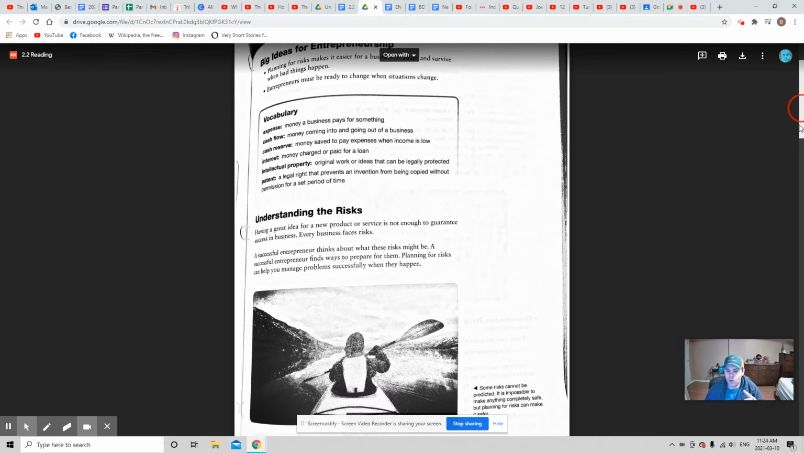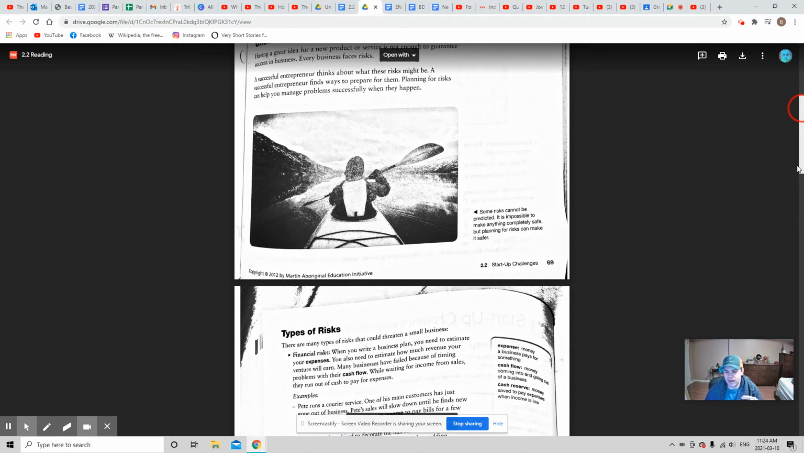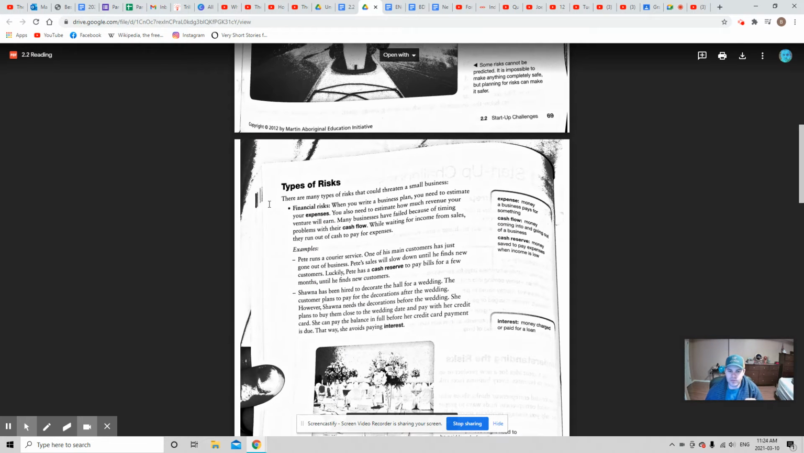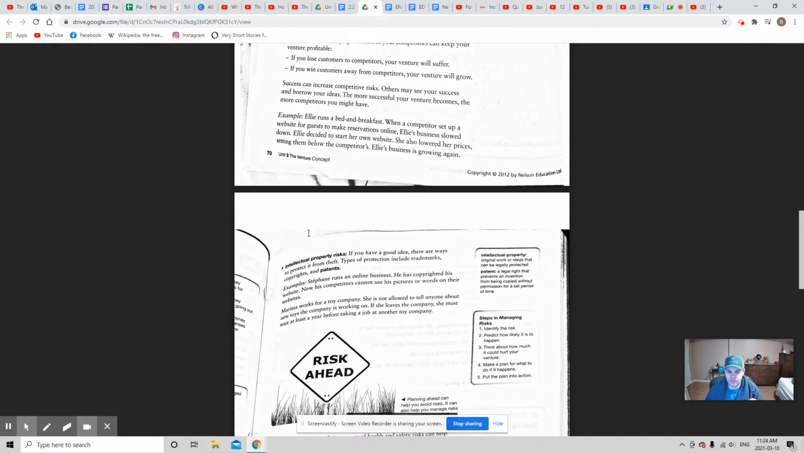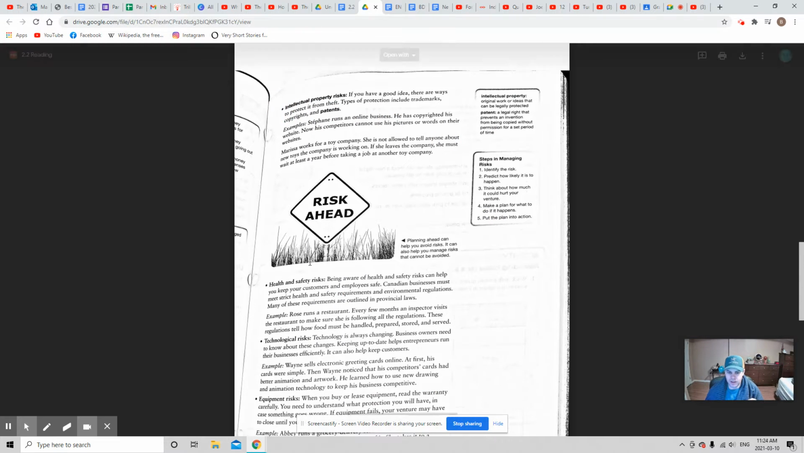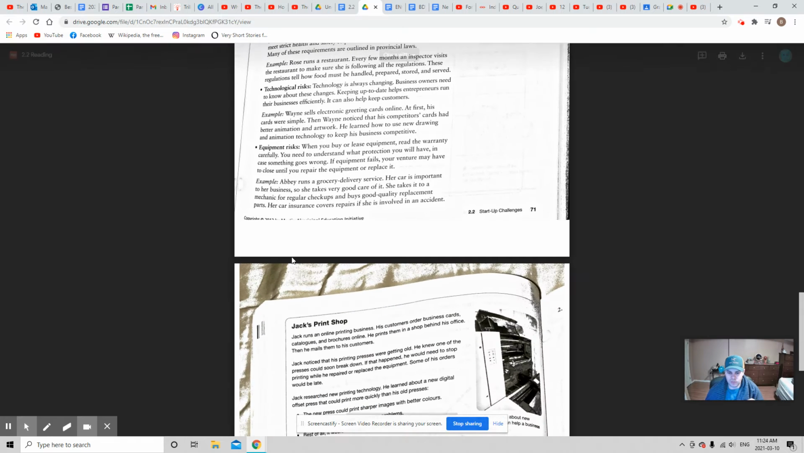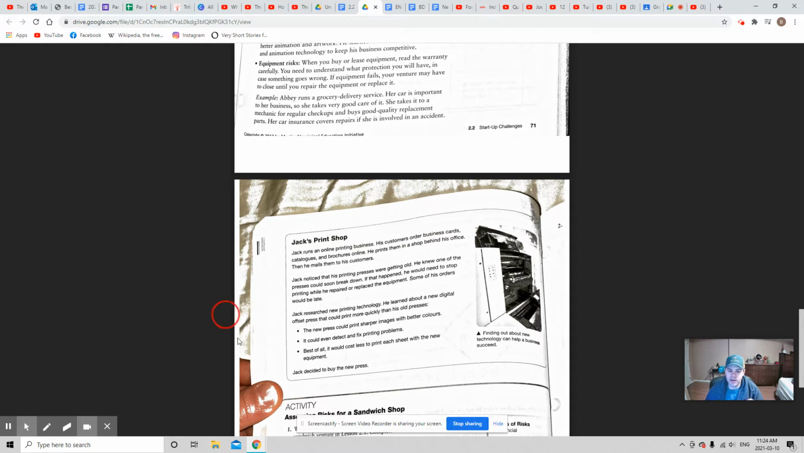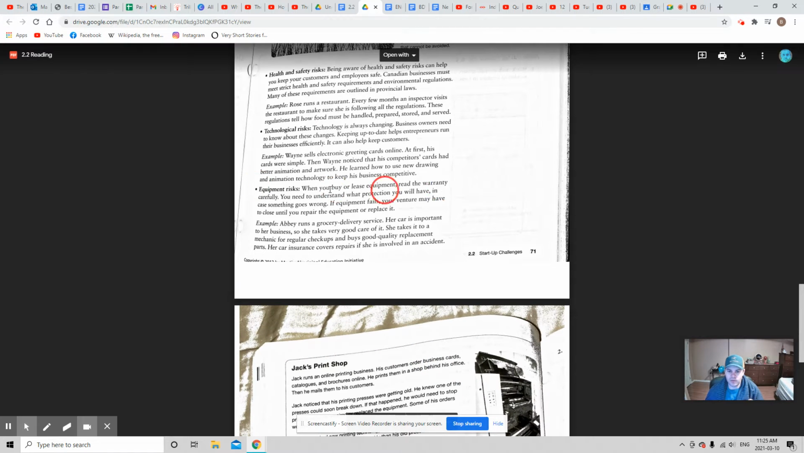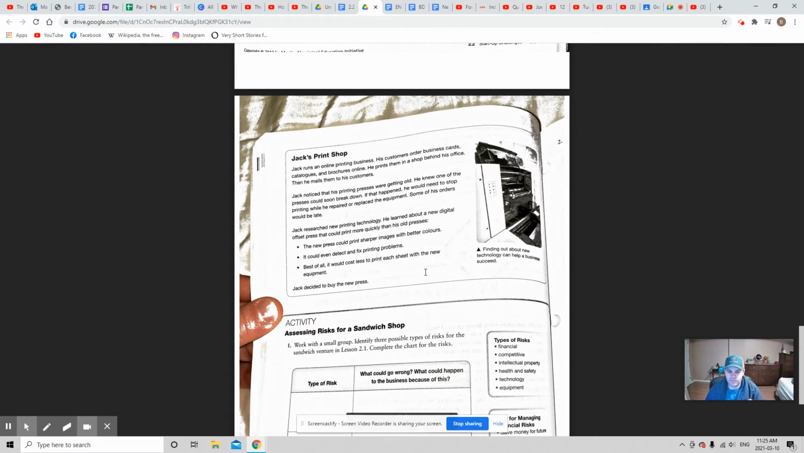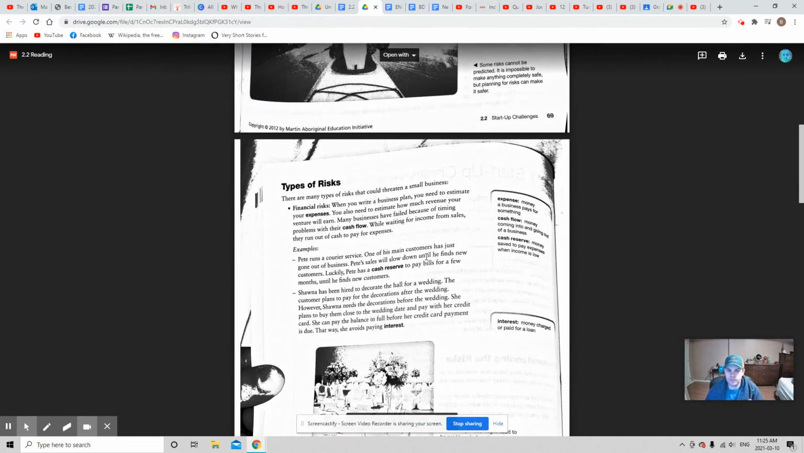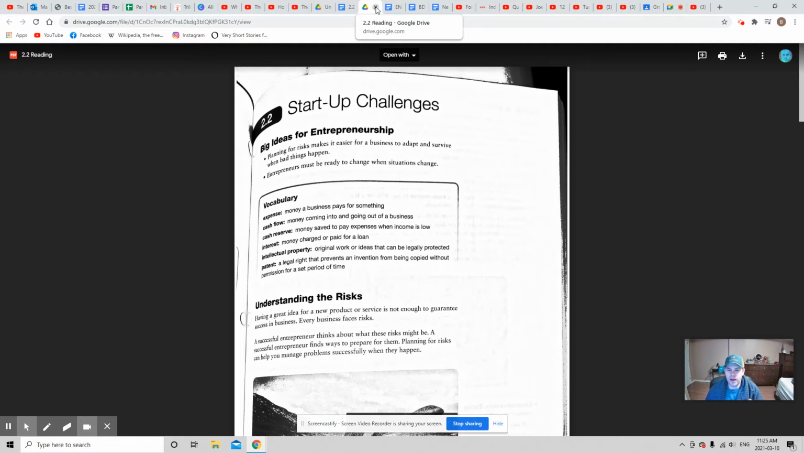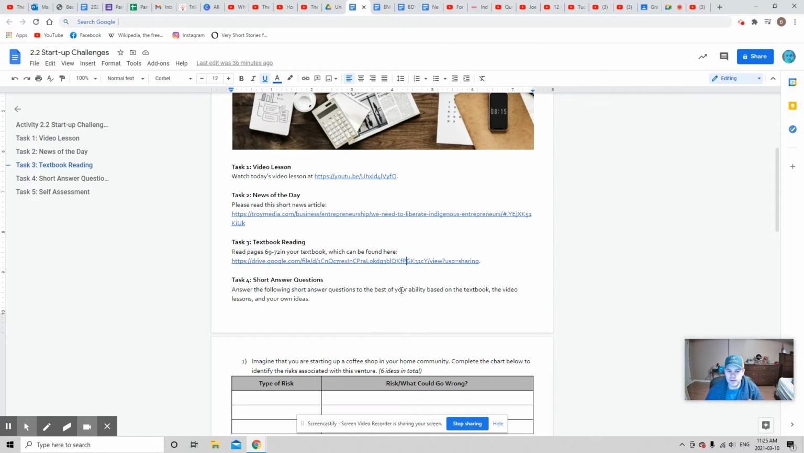And this reading is all about what types of risks businesses typically have. So there are various types of risks like financial, competitive, intellectual property, health and safety, technological, and equipment risks. So I'd like you to read those different types of risks and then this case study right here about Jack dealing with an equipment risk. So please read that textbook reading in its entirety, and then we can move on to the short answer questions.